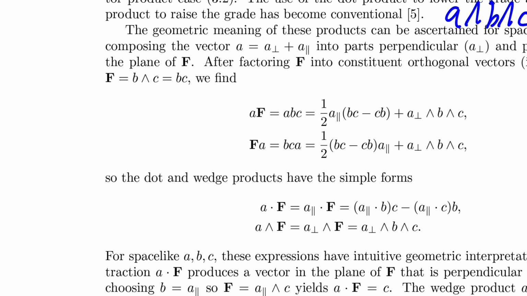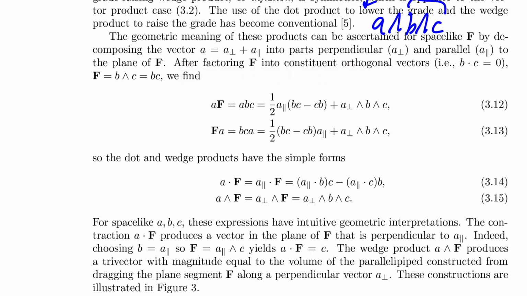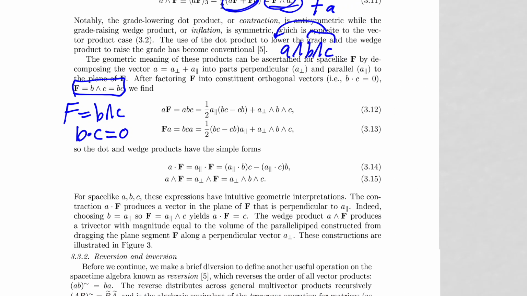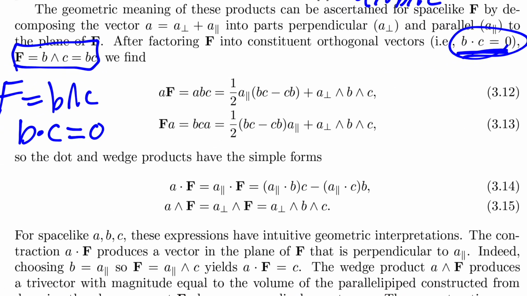Notice the first thing they do is, after factoring F into constituent orthogonal vectors, that you can always do this. F is a bivector. It equals some vector B wedge C. But it could equal literally any two vectors B wedge C as long as they give you the same area. So let's just assume that if all we know is that we're dealing with a bivector, B and C are orthogonal and that B dot C equals 0. Look how nice that is. Now F is B wedge C, but B dot C is 0. And let's see how we use that.